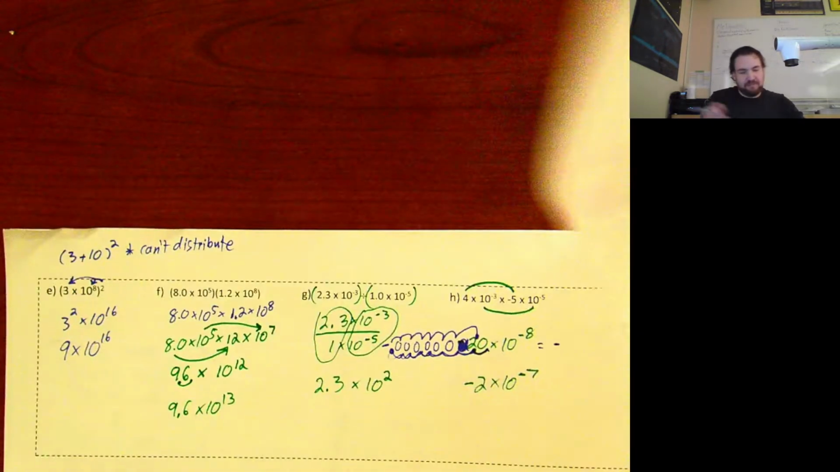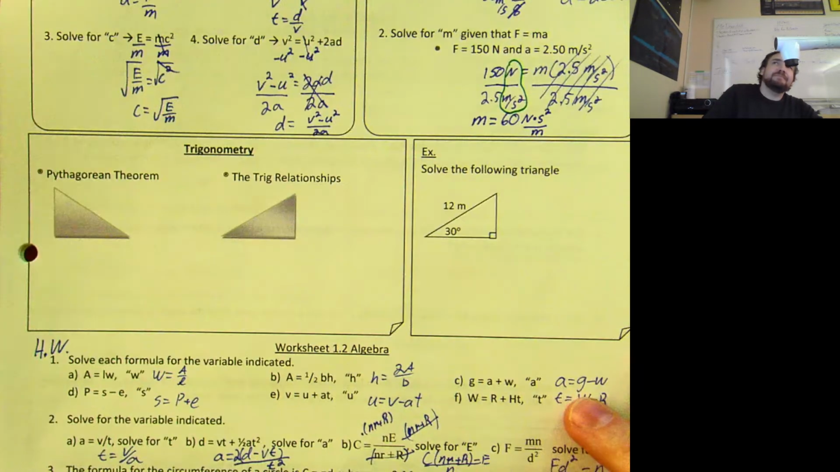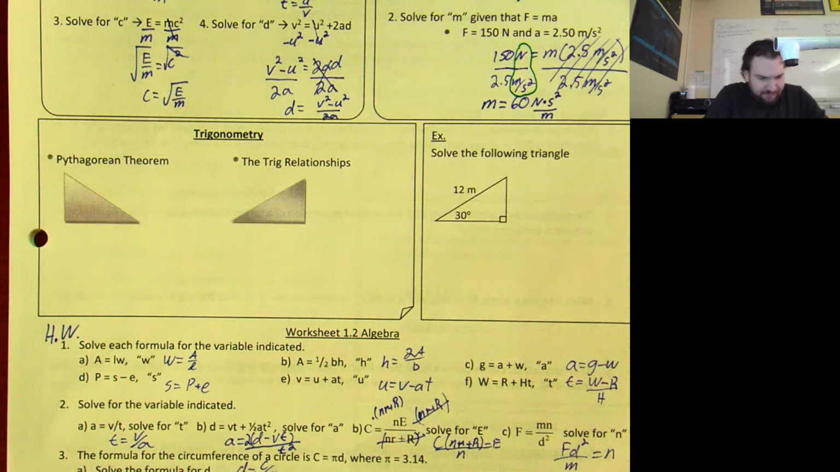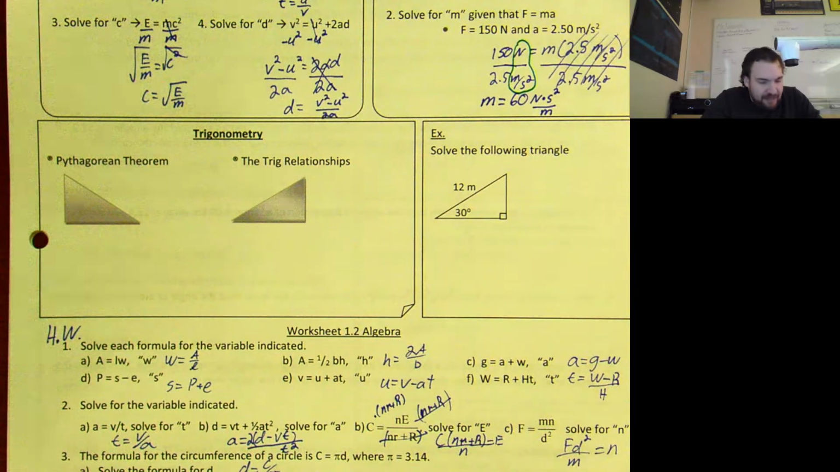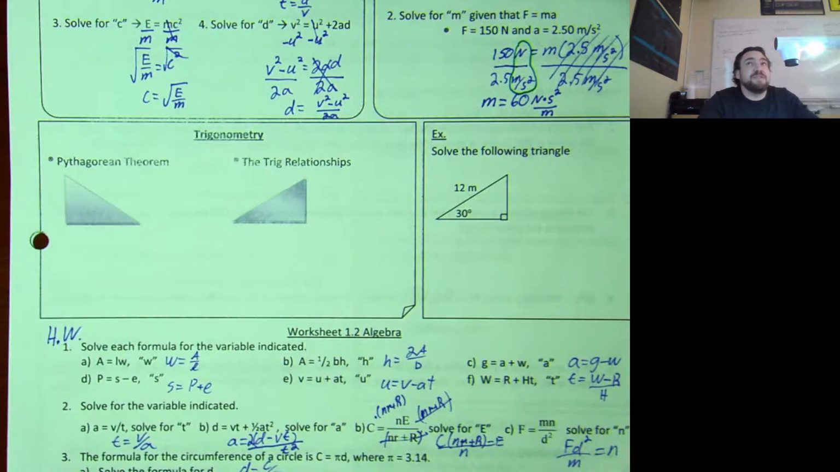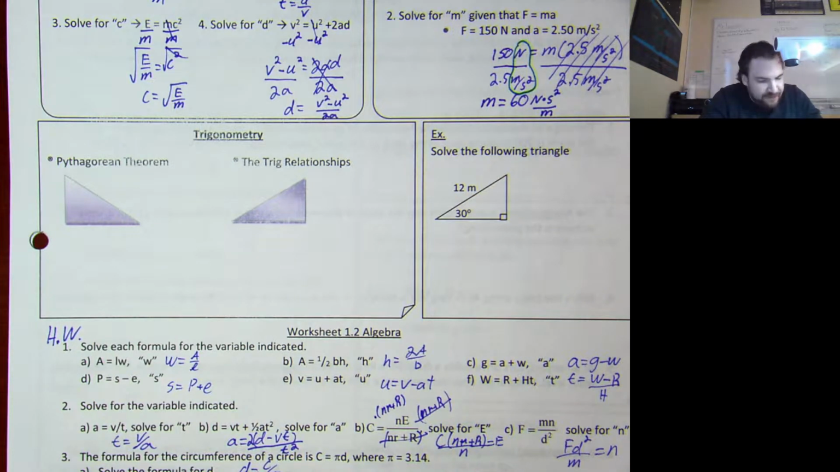Flip the page. Okay, so the vast majority of what we're going to be doing is going to be involving right angle triangles. So we're not going to need sine law. We're not going to need cosine law. You'll likely need those for physics in grade 12. We keep it a little bit simpler here in physics 11.